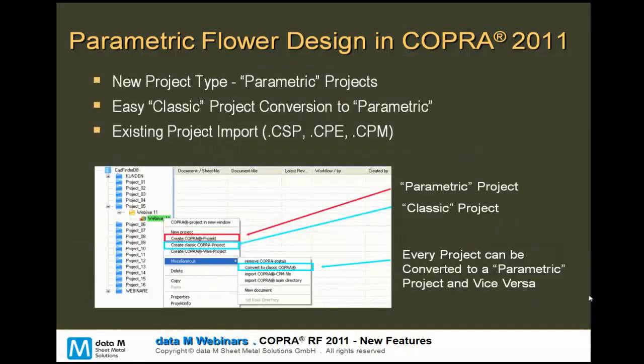So, the new project type. Obviously, to work in this manner, we have a new parametric project, and this is created in the same way in CAD Finder. We can also create classic projects and convert them to parametric projects, or we can also convert existing parametric projects into classic ones. We can import CSP files, CPE files, and CPM files from previous versions. Every project can be converted to a parametric project and vice versa.